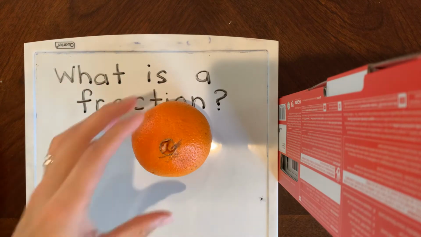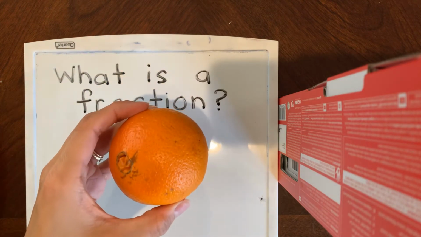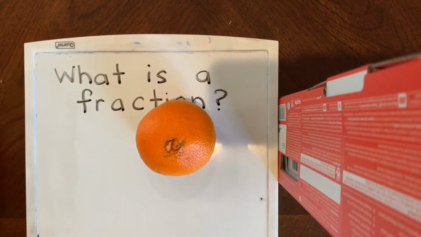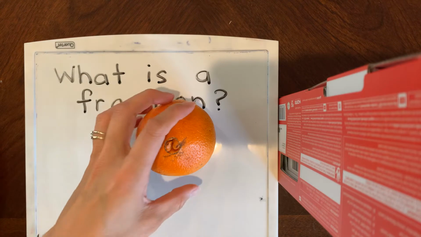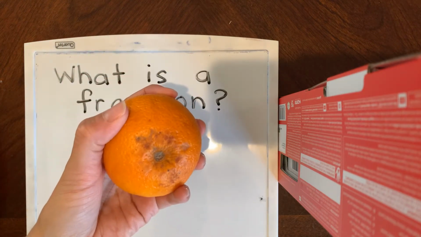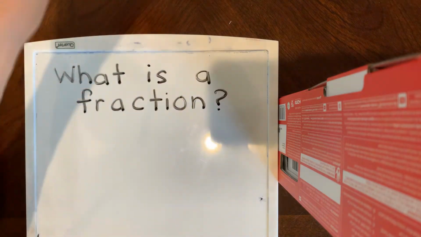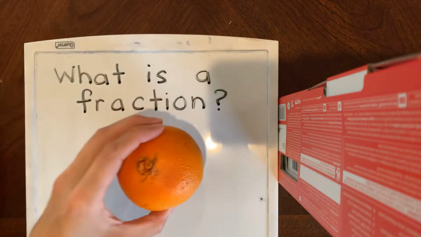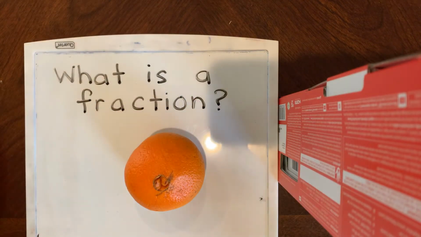Well, what if I wanted to take this orange and give some of it to somebody else? Well, what would I do? Would I give them the whole orange? Would that be fair if I just gave it away? Here, have it. Or do I need to do something to it to make it fair? A fraction is fair. When we make fractions, we want to remember fair. So how do I make that fair?